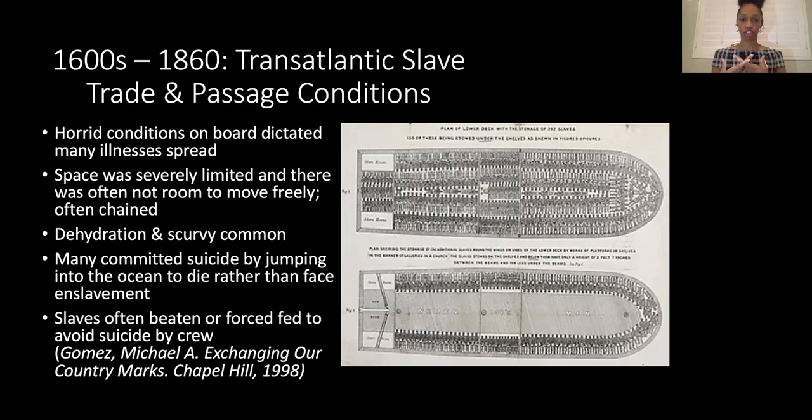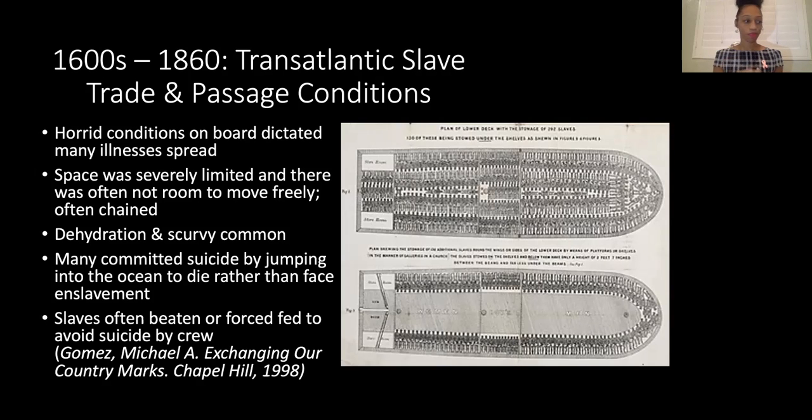People were chained to one another. There was dehydration and scurvy. Many committed suicide by jumping over because they did not want to live a life of enslavement. And because of that, of course, slaves were considered cattle and property, and people did not want to lose their investments. So some of the slaves began to be force fed, and they were subjected to torture if they did not eat. So they weren't even allowed to kill themselves.